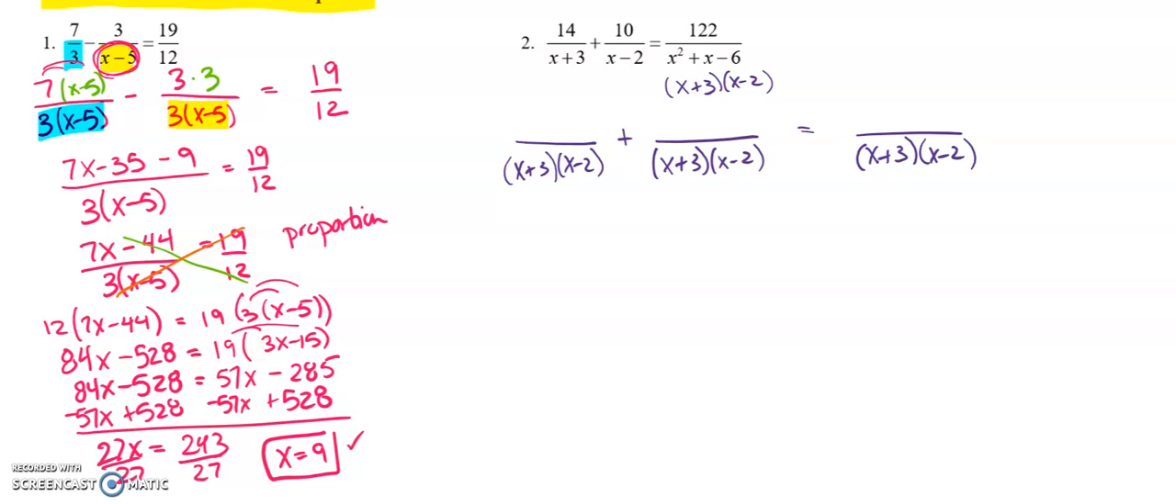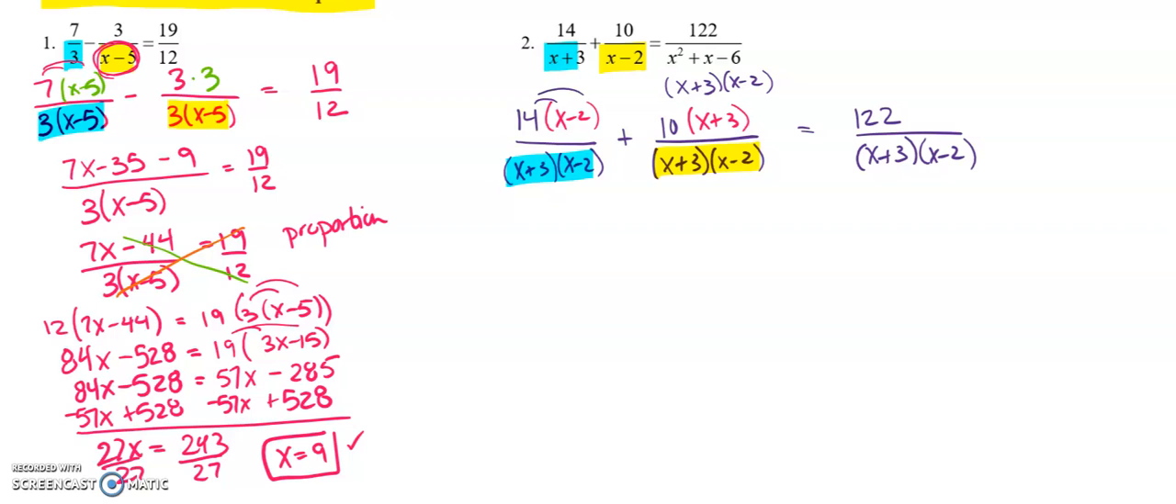Now, this had a 14 up top, this one had a 10 up top, and this one was 122. The fraction on the right is ready to go because the denominator is the same, nothing's missing. The other ones we have to figure out what's missing. If I compare those two, here I'm missing the x minus 2. When I compare these two fractions here, what am I missing? I was missing the x plus 3. So now it's cleanup time.